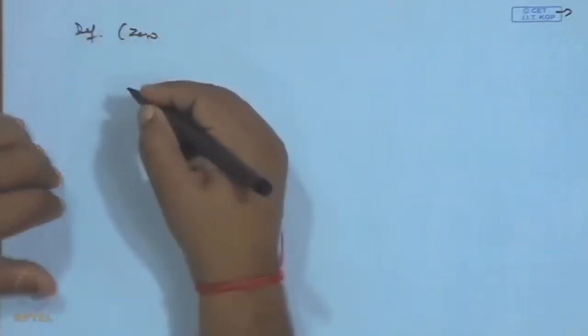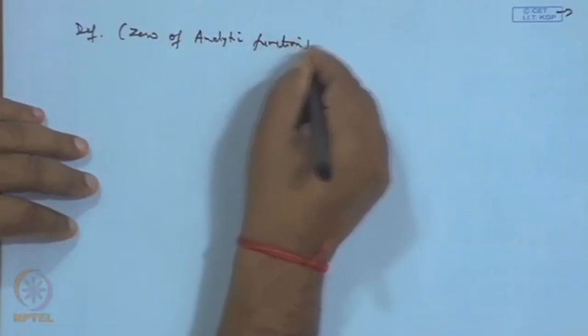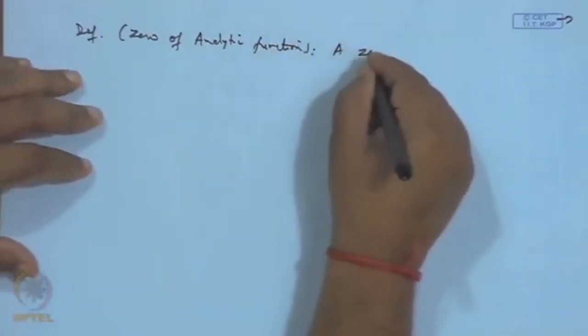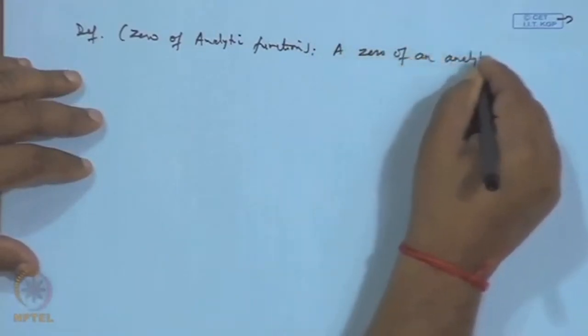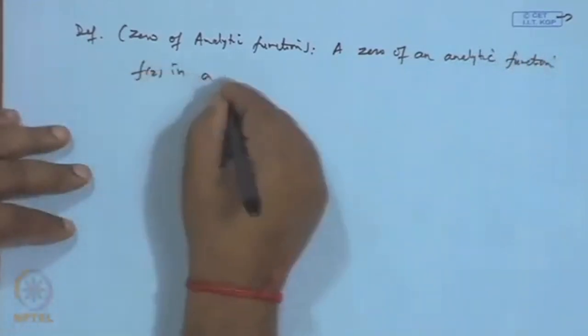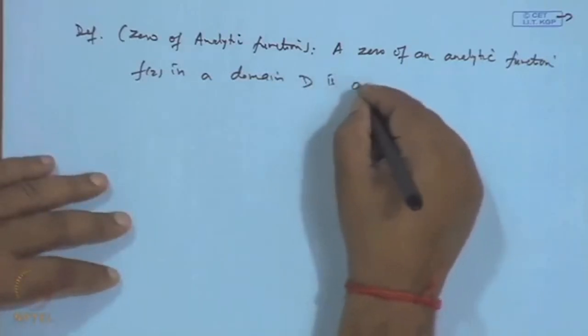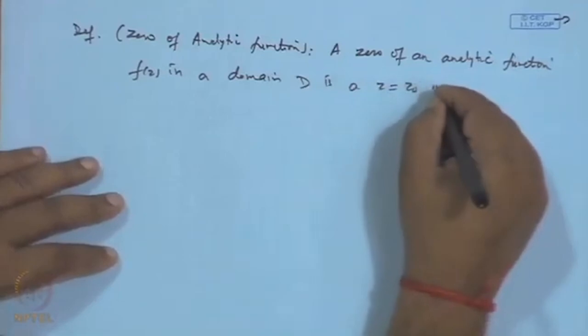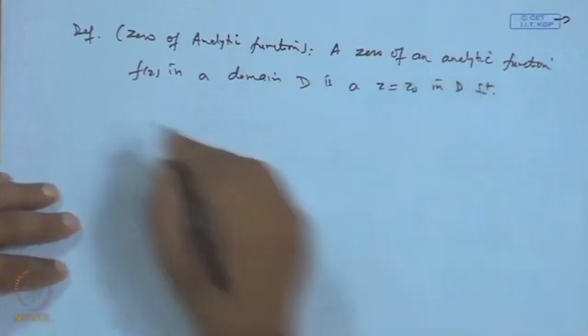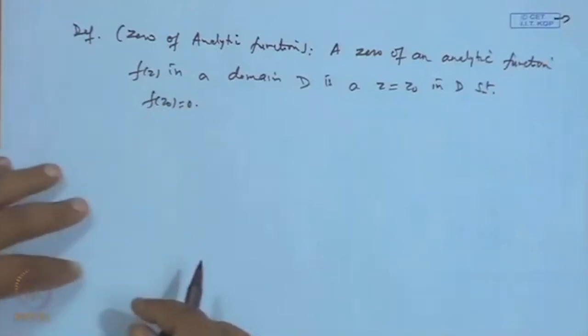We are not going into detail now. Okay? The zeros of an analytic function, another definition which is required. A zero of an analytic function f(z) in a domain D is a point z equal to z naught in D such that f of z naught is 0. When the function vanishes at the point, then the point is said to be a zero of that analytic function.